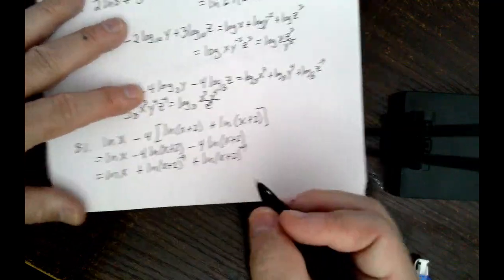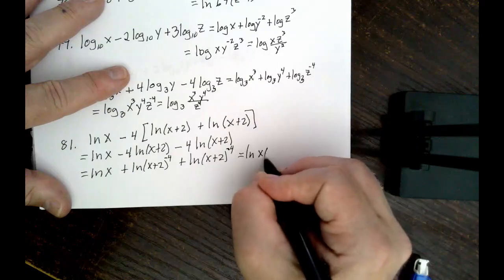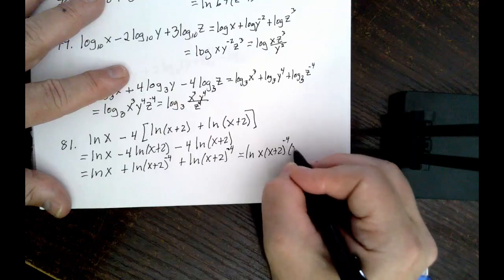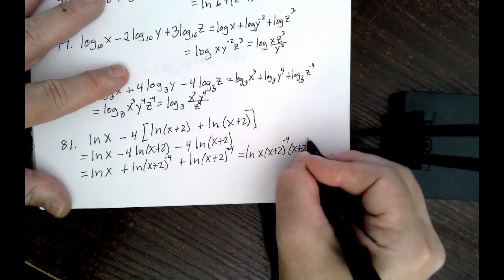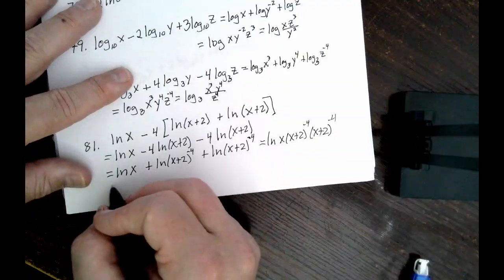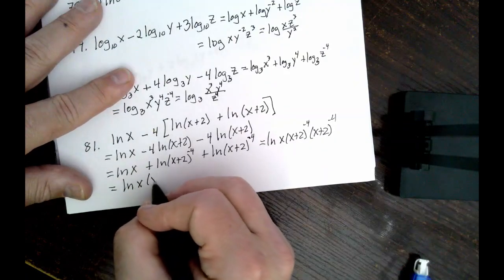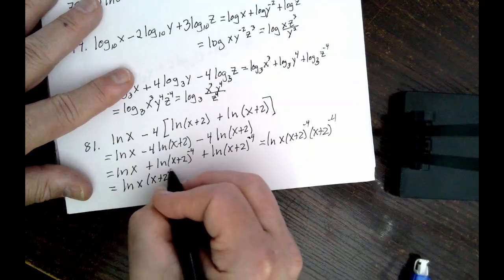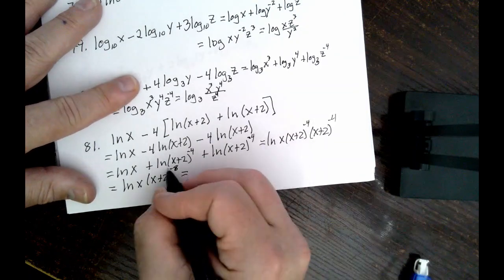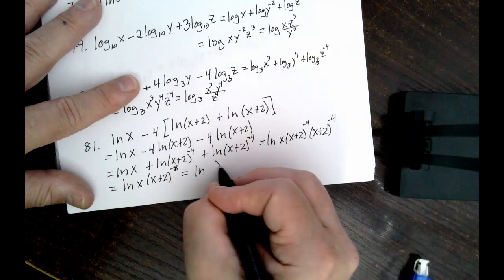Now they're all being added, so you can multiply them. And since they're both x plus 2's, you can combine those two. Write that as ln of x times x plus 2 to the negative 8. And now cross the fraction bar with that negative 8. Makes it positive 8.